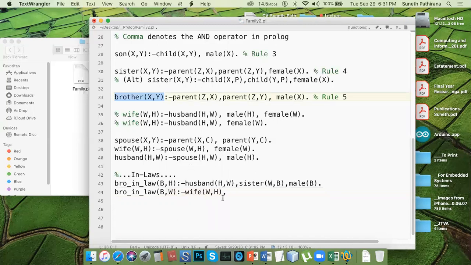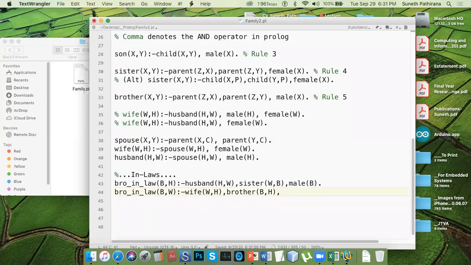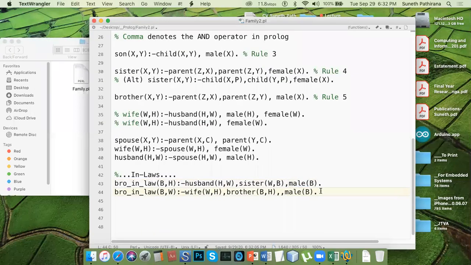Then this person B is going to be the brother of the person husband, H. Then again, person B, brother-in-law, must be a male person. So accordingly, you can write the sister-in-law. Sister-in-law, how? What is the requirement? Just change the gender. We take this one. Okay.